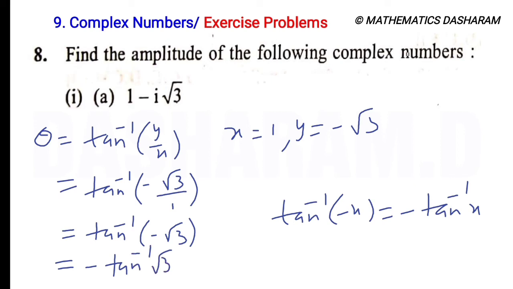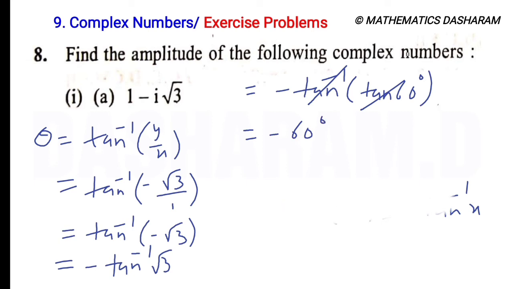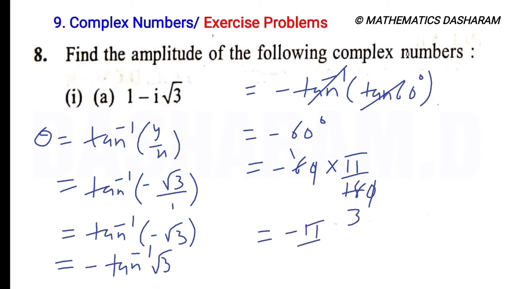But root 3 is equal to tan 60 degrees. So it equals minus tan inverse root 3. In place of root 3 we can write tan 60 degrees. Now tan inverse and tan both cancel. So minus 60 degrees. Now convert this 60 degrees into radians, that means just multiply by pi by 180. The zeros cancel, 6 ones are 6, 6 threes are 18. So minus pi by 3 is your answer.